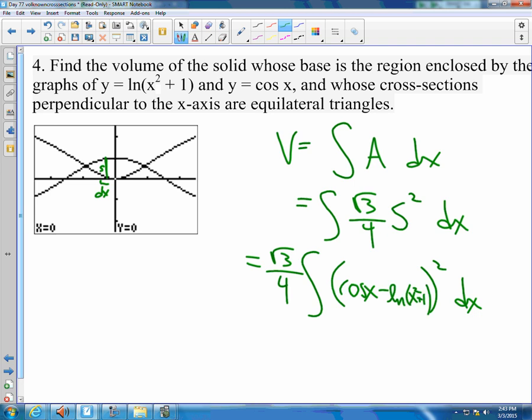So our integrand is the square of cos x minus ln of x squared plus 1. Now, for our limits of integration, we have to go back to the calculator because we want to go from smallest x, which is whatever that is, I'm going to write down a here, to greatest x, which is the x-coordinate of that point of intersection, which I'm going to call b. That looks like an even function, so I'm sure they're opposites. Let's go back to the calculator and get those.